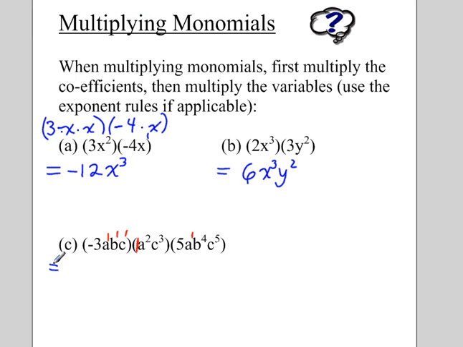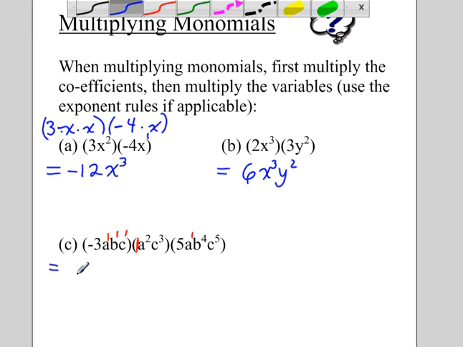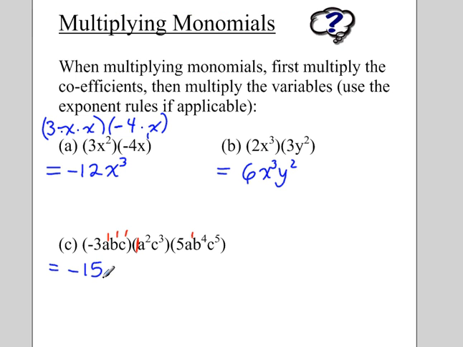So now you're going to start by multiplying the coefficients. So negative 3 times 1 times 5 is negative 15. Then you're going to look at each letter separately. So let's look at all the things that have a base of a. So a to the 1, a squared, and a to the 1. If we added those up, we would get a to the 4.